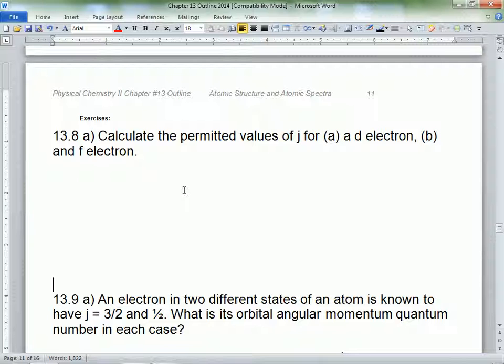Calculate the permitted values of J for a d electron. So how do we do this? If it's a d electron, little l has to be 2. Okay, so this is just part A.